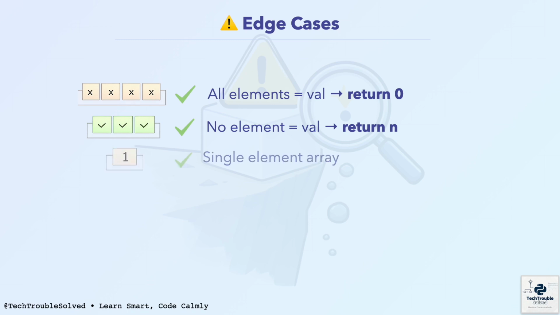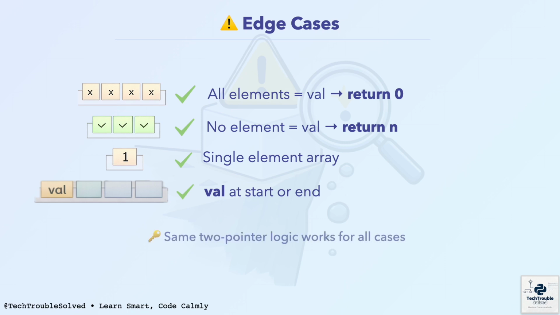If the array has only one element, the same logic still works. We either skip it or keep it and return 0 or 1 accordingly. It also does not matter where val appears, at the beginning, at the end, or in between. The scanning pointer handles all positions. So in every case, the same 2-pointer logic applies. No special conditions are required.